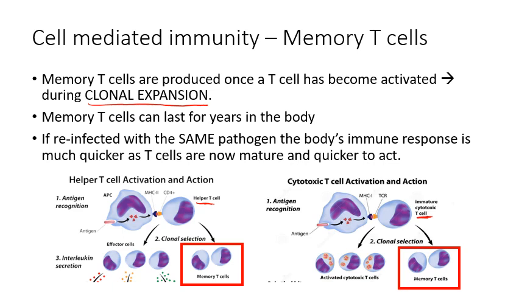So by having memory cells, and lots of these memory cells stored in your body, hopefully the next time an antigen presenting cell needs to find the correct helper T cell or cytotoxic T cell to be activated, they can do it quite quickly because these memory cells have been stored all over your body, ready to act at a moment's notice.